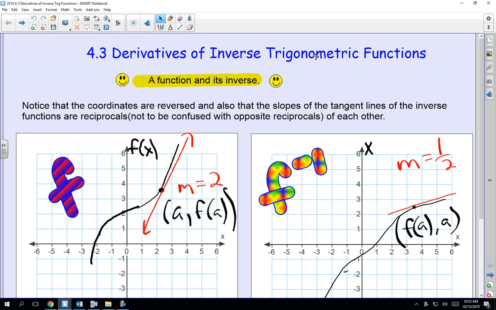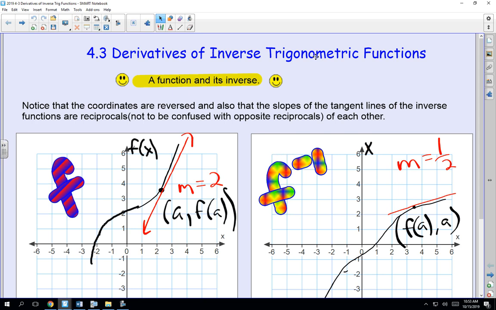So we're going to talk a little bit about the relationship between the function and its derivative's inverse. So you can just kind of fold your arms and watch. This is stuff you've done before. We do this in pre-calculus.